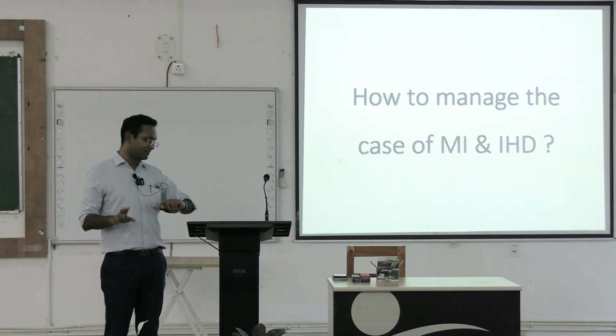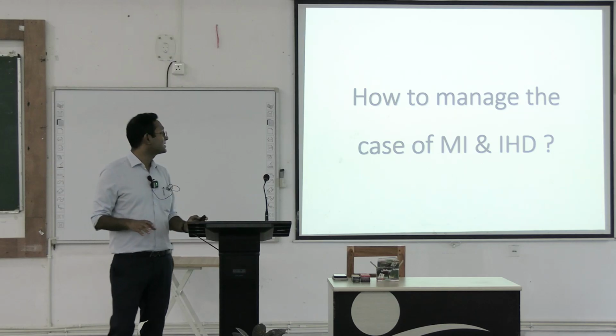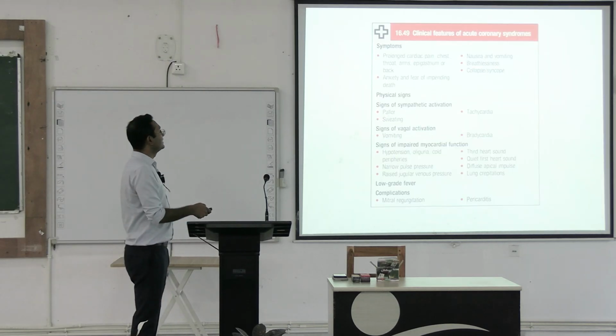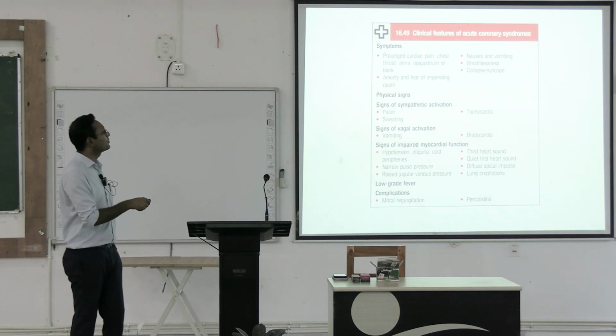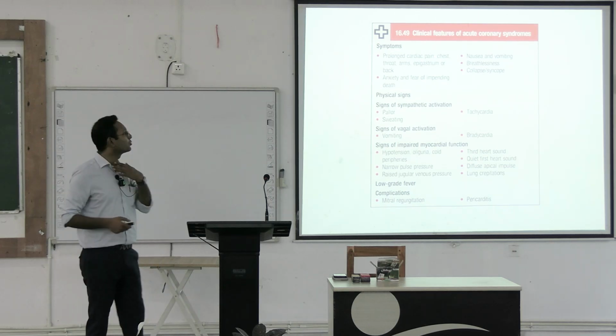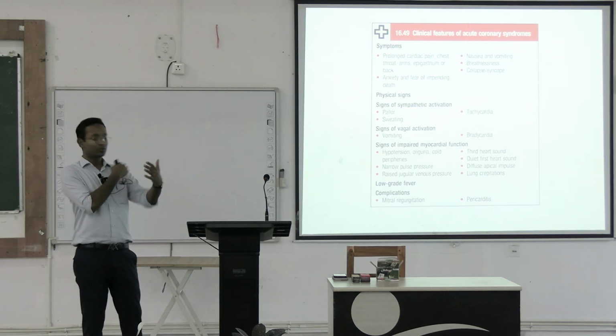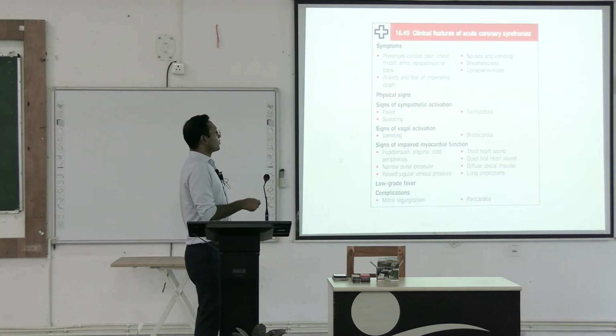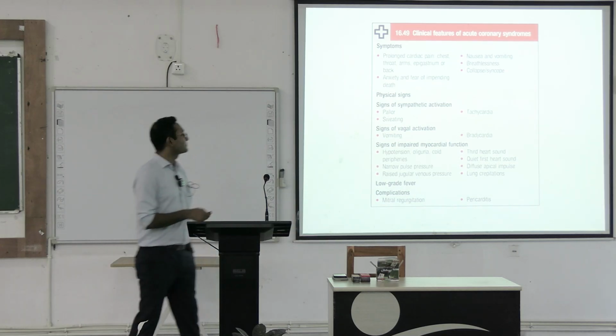Now, coming to the second part of the class, which is how to manage a case of MI or IE. So, we have been through this. How does angina feel like? Chest pain. Symptoms mainly prolonged cardiac pain, chest pain radiating to throat, arms, epigastrium, anxiety, nausea and vomiting, breathlessness, collapse or syncope.